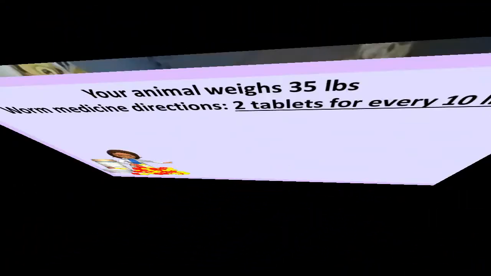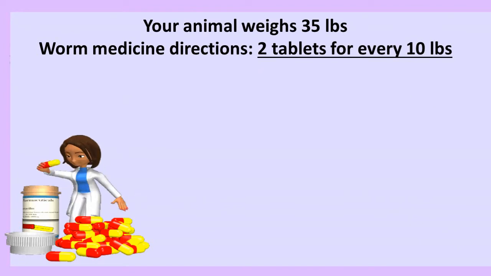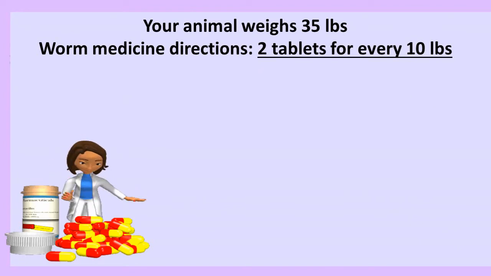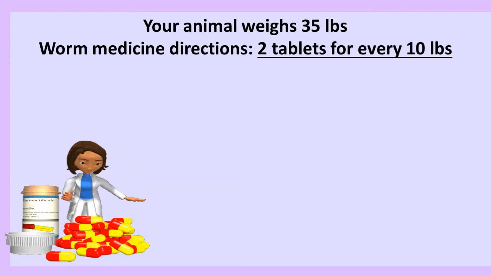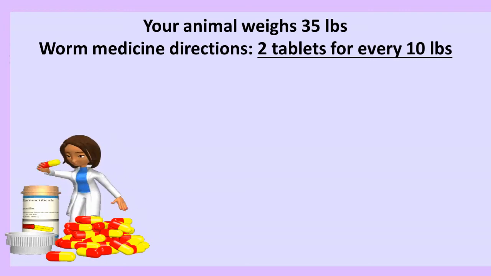Okay, so that was pretty simple stuff. Let's build on that and solve the same problem, but with a few real-life examples. A prescription is actually a story that can be set up as a calculation. Say you have worm medicine that the labeling says give 2 tablets per 10 pounds. Your animal weighs 35 pounds.